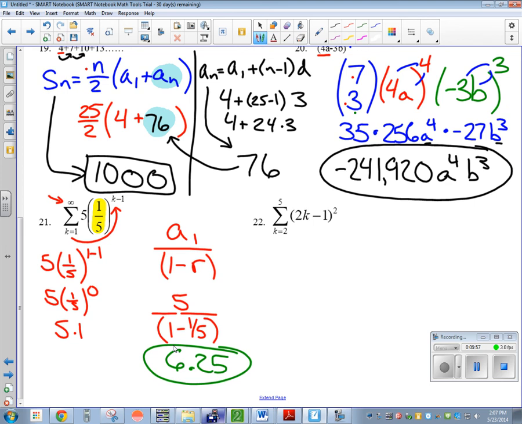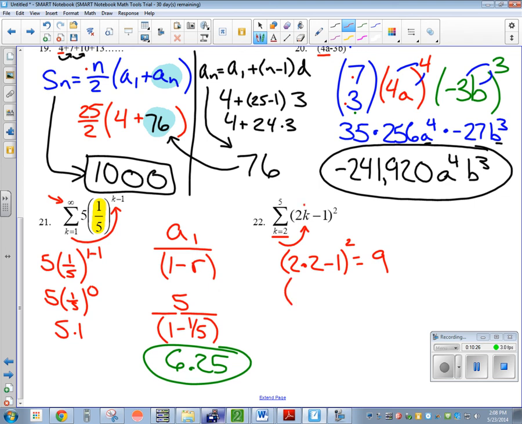Number 22, we're almost there. It's a sum because it says sigma. It doesn't tell me which formula to use. It doesn't say anything about being arithmetic or geometric. So when in doubt, just plug in. I've got k is equal to 2, so I'm going to plug that in. So I've got 2 times 2 minus 1 squared. So that's 4 minus 1 is 3. 3 squared is 9. There's my first term.